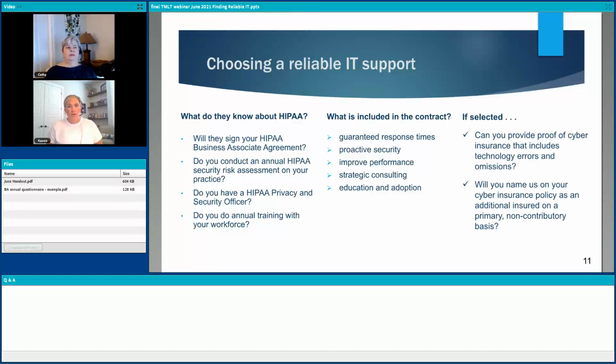So once you have gone through those types of things when you're going through your contract process with vetting a vendor, if you select them, you can ask them for proof of cyber insurance that includes technology errors and omissions. And you can also ask, will you name us on your cyber insurance policy as an additional insured on a primary non-contributory basis?